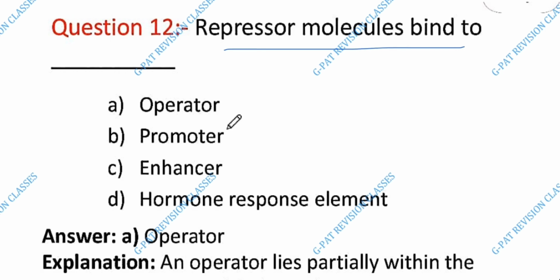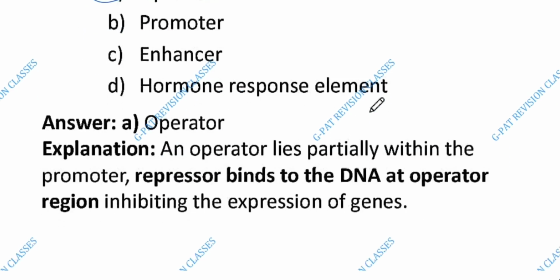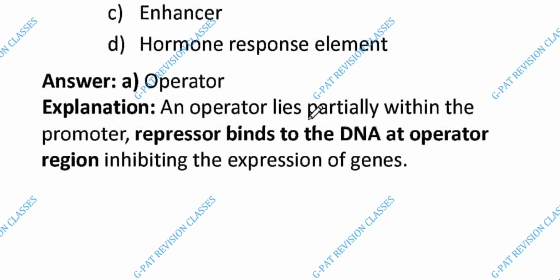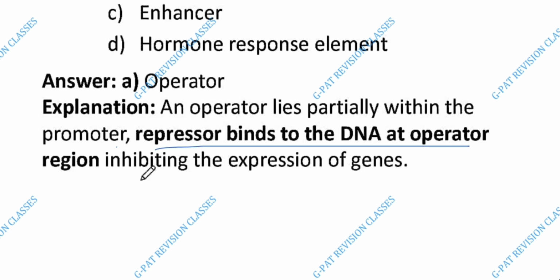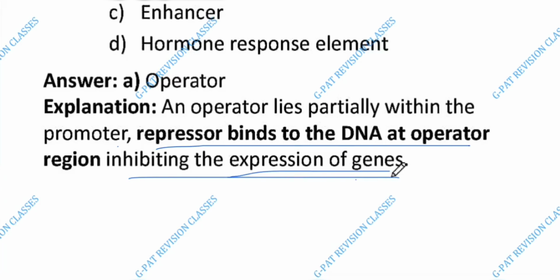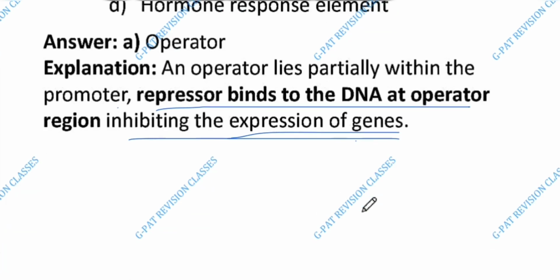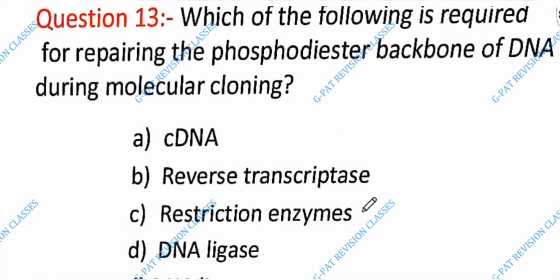Repressor molecules bind to the operator. The answer is A, operator. Explanation: an operator lies partially within the promoter. Repressor binds to the DNA at the operator, regulating the expression of the gene. Okay, answer is A. Next is 13 question number.